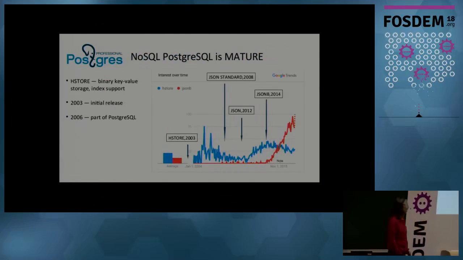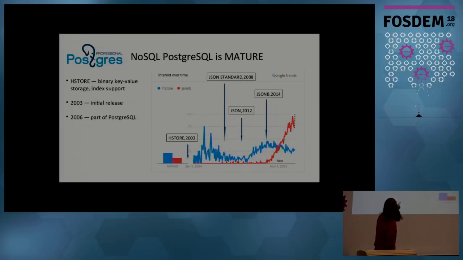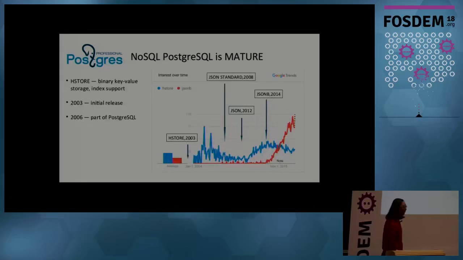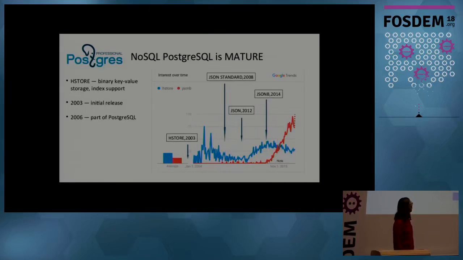NoSQL Postgres is mature. Actually, my colleague and I developed the HStore data type, which is a binary key-value storage with index support, in 2003. In 2006, it became a part of PostgreSQL. And 2 years later, the JSON standard appeared. And 4 years after that, Postgres got the JSON data type, a native data type. It was a textual data type, but it was the first relational database which understood the importance of JSON.